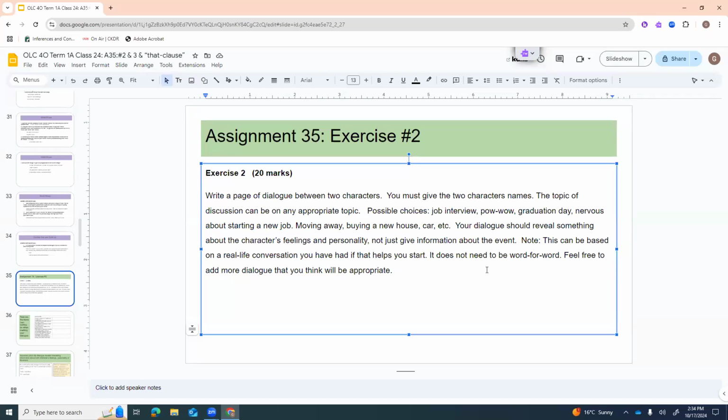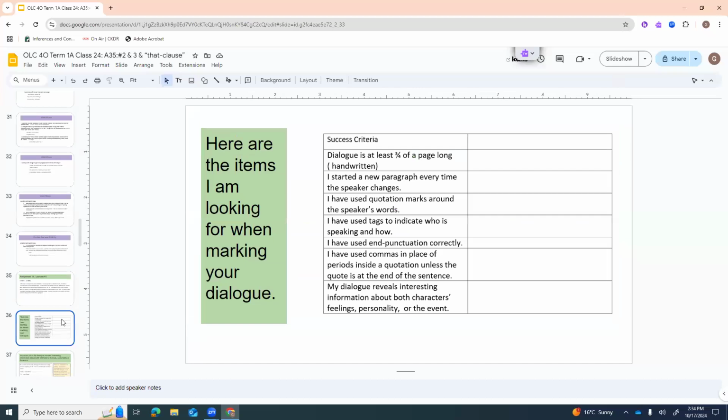It does not need to be word for word. Feel free to add more dialogue or change the dialogue that you think will be appropriate. Okay. Here is the success criteria. This is what I'm looking for to see how you're doing when I'm reading your dialogue, okay?